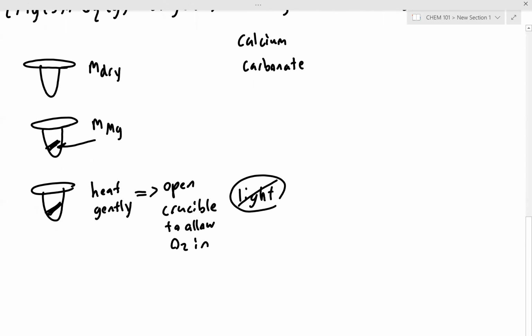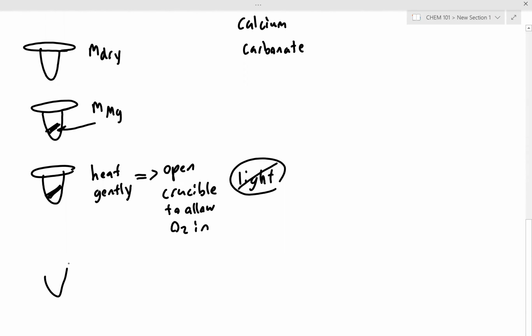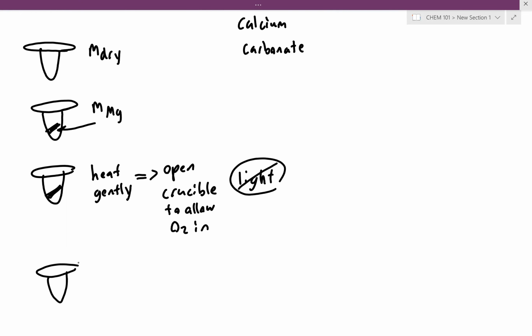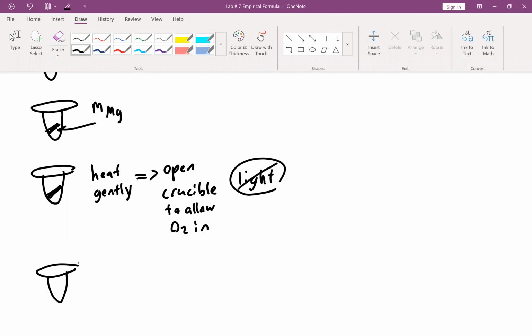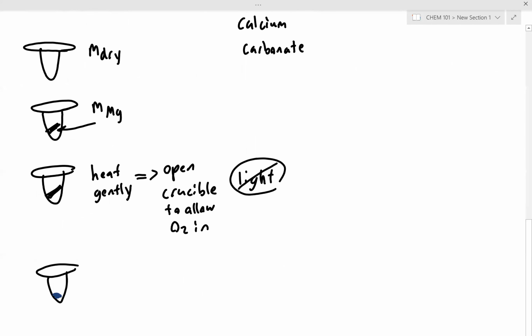Eventually, after heating gently, you're going to end up seeing almost a gray powder. You're going to see a gray powder at the bottom of your crucible. So this is your magnesium oxide. So you've successfully reacted the magnesium with oxygen. And as a final test, once you have only the gray solid at the bottom of your crucible, you're going to open the crucible top.